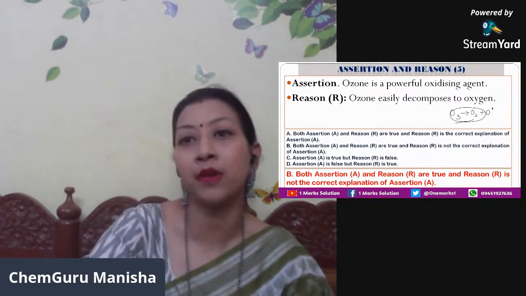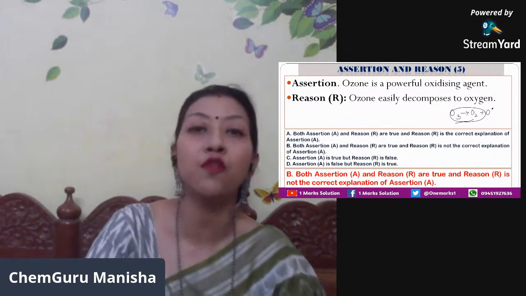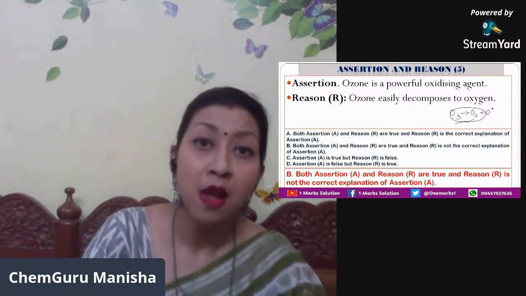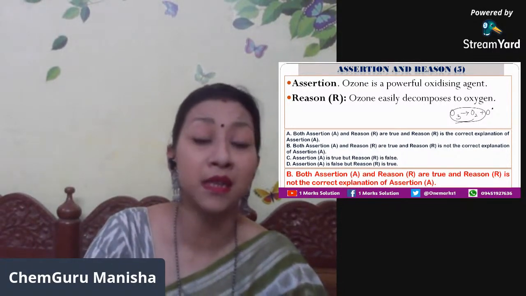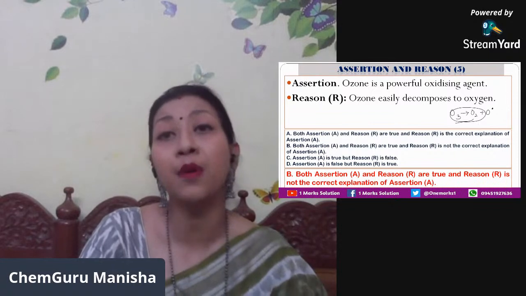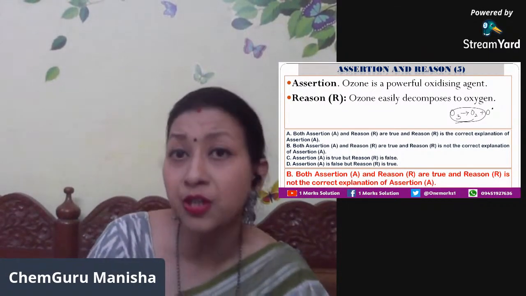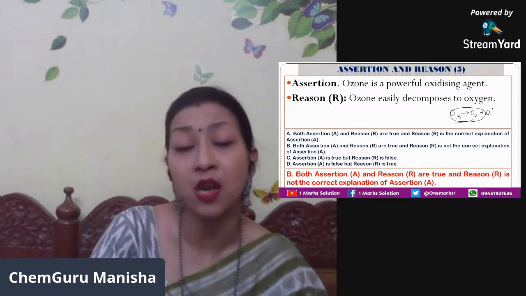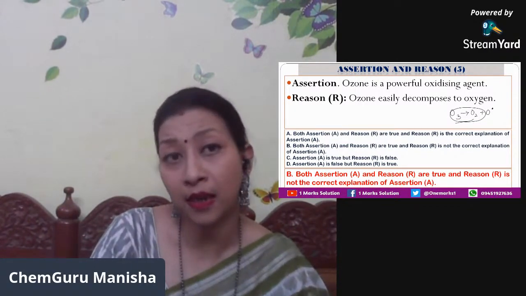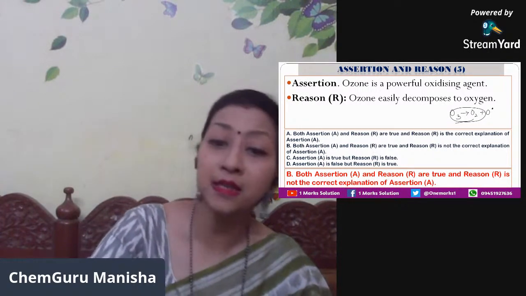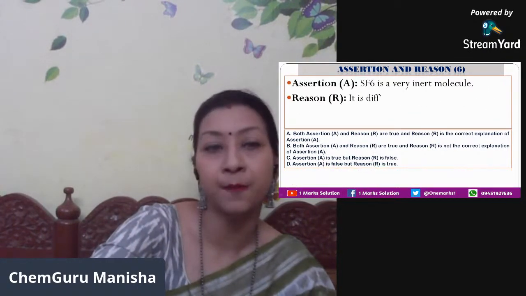Why it is not able to explain? Yes, it is explaining you photolytic decomposition, but it is not explaining you how the oxidizing agent. Oxidizing agent means that it should undergo the process of reduction, and that's why it will be called an oxidizing agent, which we do not see anywhere here. So assertion is true in itself, reason is also true, but it is not explaining that.